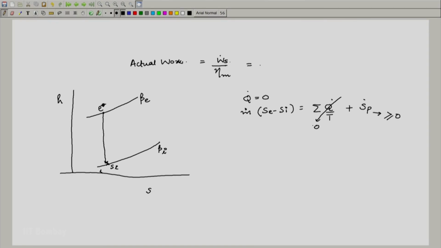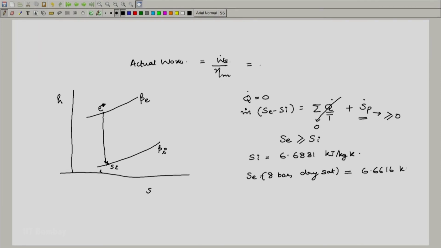This is given as 0 because it is an adiabatic process, and since this is greater than 0, Se necessarily must be greater than or equal to Si. Now, Se equal to Si is the isentropic process. Now, Si we have already calculated, this was equal to 6.6881 kilojoule per kg Kelvin. If we go ahead and calculate Se at 8 bar dry saturated, we realize that this is equal to 6.6616 kilojoule per kg Kelvin, which means that this is lesser than Si, and we have actually come here and we are expecting that this is the process.